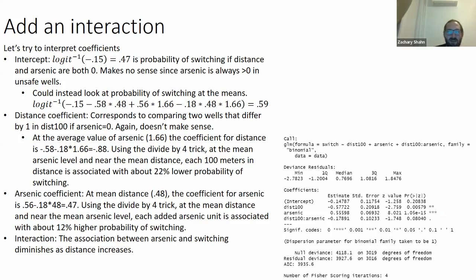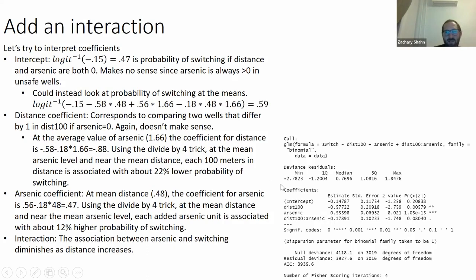So instead, maybe what you might be interested in is the probability of switching if you have the mean distance level, which is 0.48, and the mean arsenic level, which is 1.66. Just plugging those into this regression formula, you get that the probability is 59%.